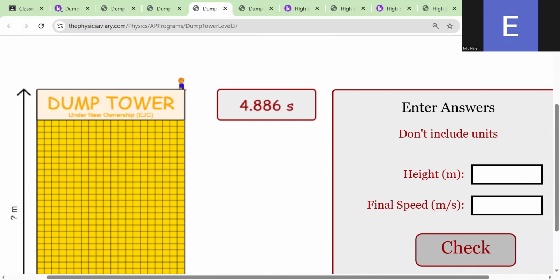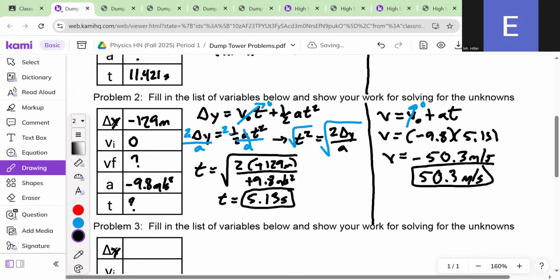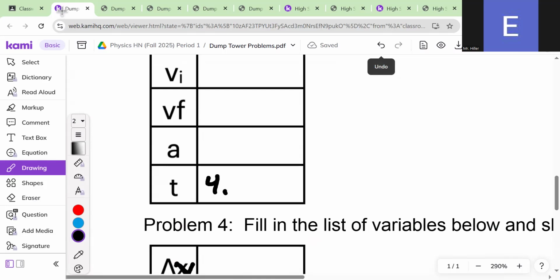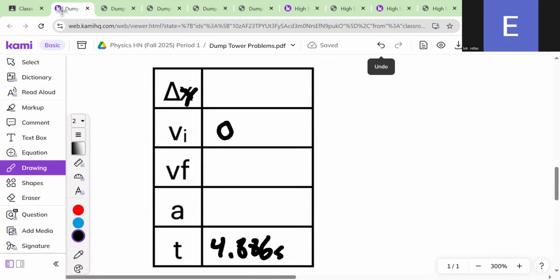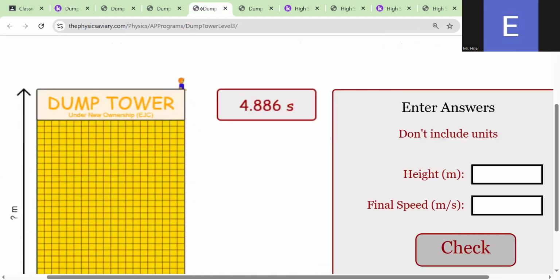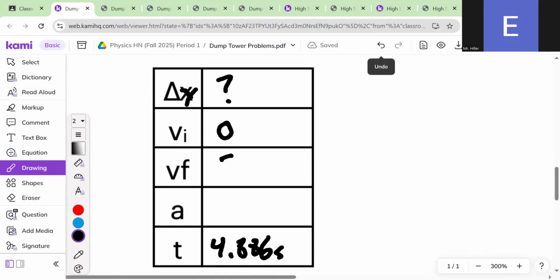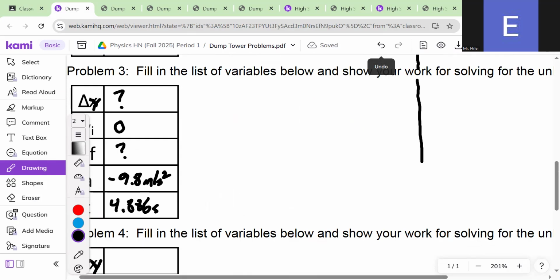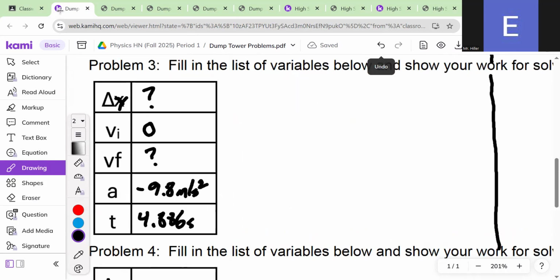So we know the time is 4.886 seconds. Well, in my case, it is. Go ahead and write yours. 4.886 seconds. I know V naught is 0 because it's dropped from rest. I'm looking for the height of the tower, and I'm looking for the final speed. The acceleration, again, we're going to use negative 9.8 meters per second squared. All right, and again, go ahead and draw a line to separate the two halves of your work.